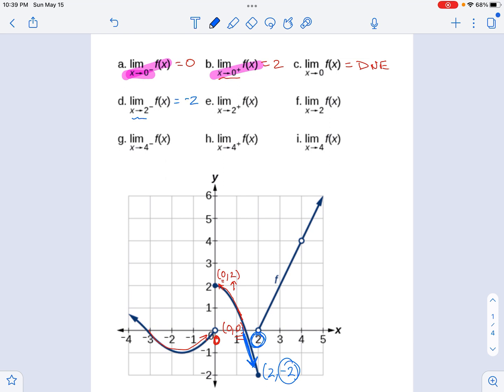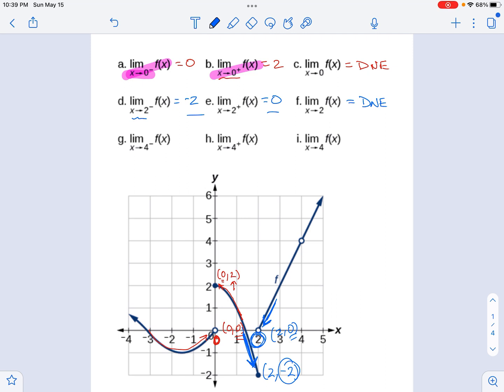As I'm approaching this x value of 2 from the positive side, it looks like I'm approaching the point 2, 0, which means my f of x value is approaching 0. And again, since these two do not equal each other, I am going to say does not exist.